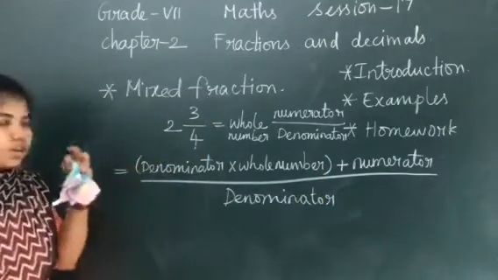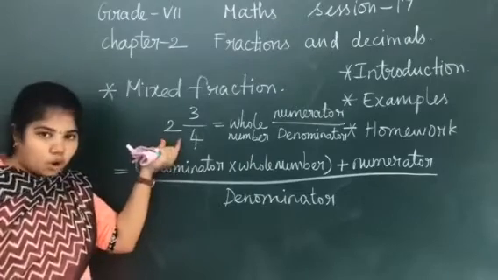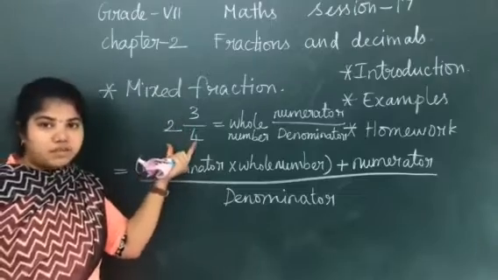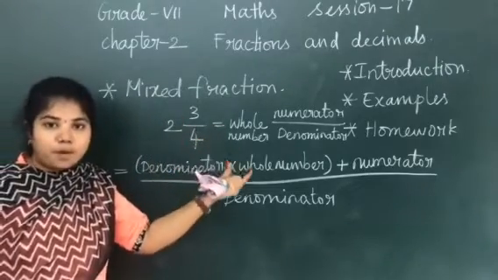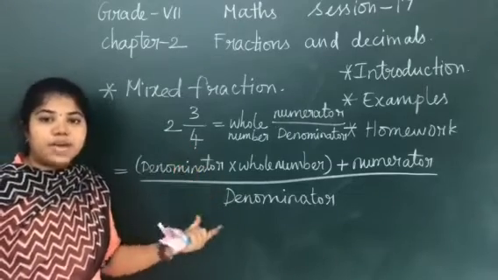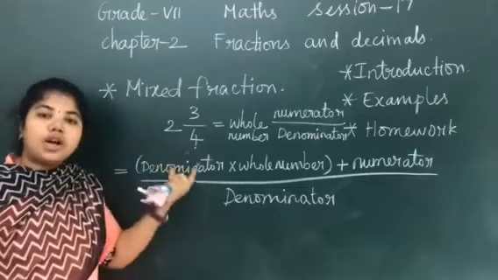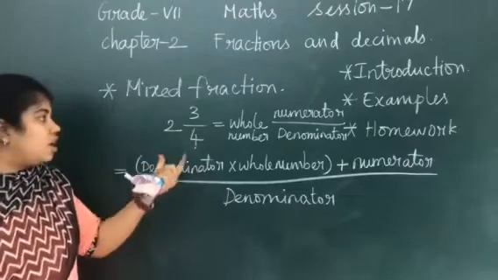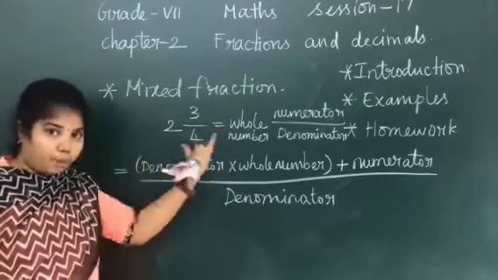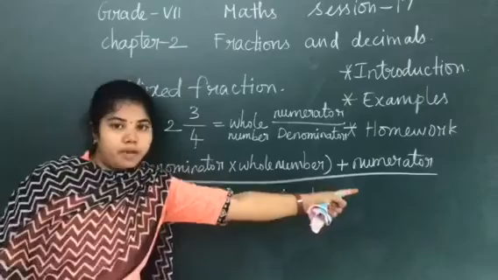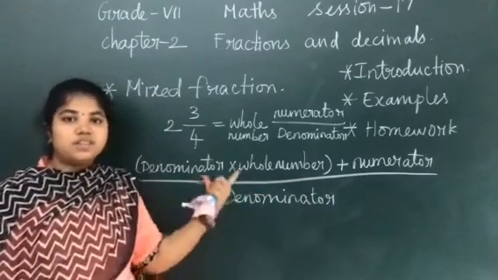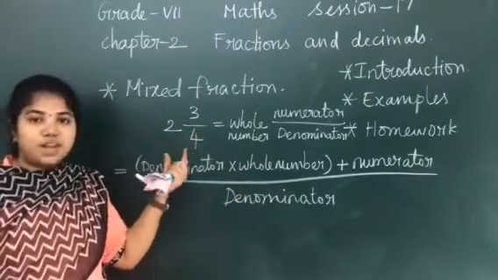Can you understand? What is first of all a mixed fraction? There will be a whole number along with the fraction. Then it is a mixed fraction. Now this mixed fraction should be converted to an improper fraction. Whenever you convert a mixed fraction, obviously it will be an improper fraction only. Now how to convert the mixed fraction to improper fraction? Denominator into whole number. That product should be added to the numerator. The whole thing should be divided by the denominator. Can you understand? This is the process of converting a mixed fraction to an improper fraction.